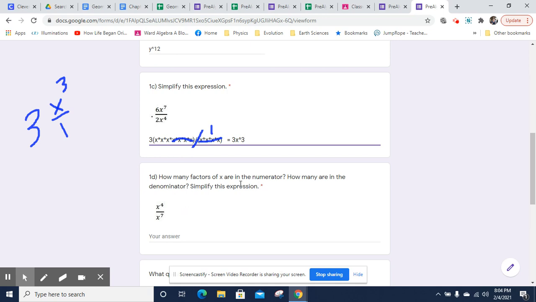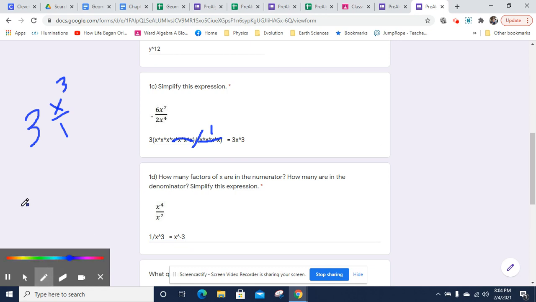Now here we want to figure out how many factors of x are in the numerator and how many are in the denominator. Well, there are 4 in the numerator and 7 in the denominator, which means all 4 of these will cancel out with 4 of these 7. We'll end up with 1 in the numerator and 3 factors of x left in the denominator. So this is going to end up being 1 over x to the 3rd. Or if you wanted to, you could also write that as x to the negative 3rd power, because 1 over x to the 3rd is the same as x to the negative 3rd power.